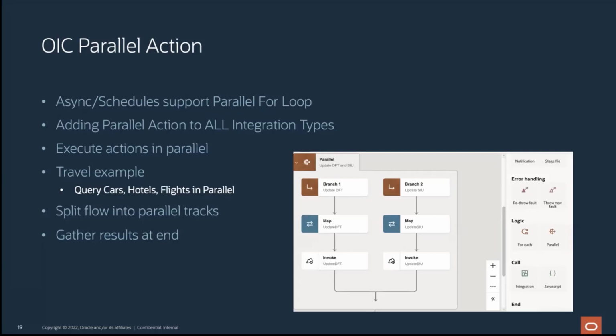So you split flows into parallel tracks. You can have branch 1, branch 2, but you can have multiple branches. You can have branch 3, branch 4 if you wanted to. And you gather results at the end, so you bring them together. We'll show this in action in just a few minutes.